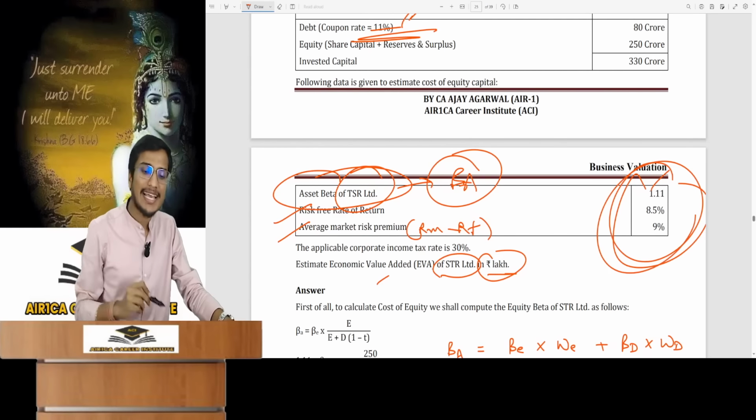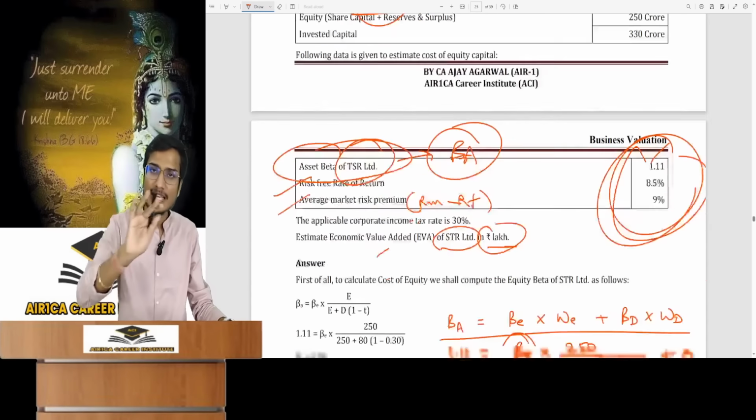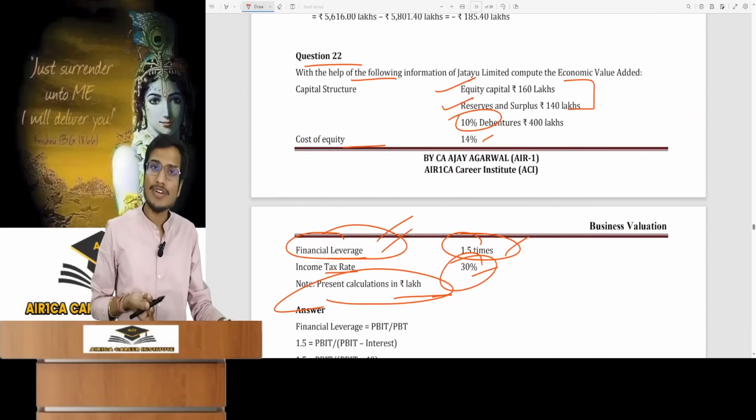Once you have equity beta, you'll get your KE. It's a pre-tax interest rate. After tax, it will give you KD. You will calculate it from WACC. We have reviewed this financial leverage question.